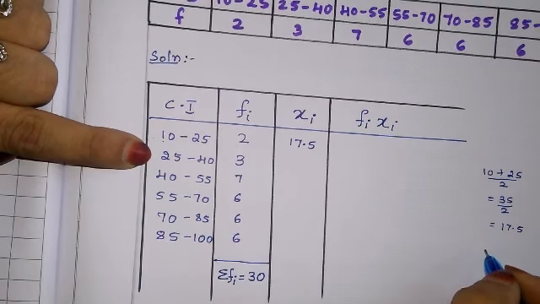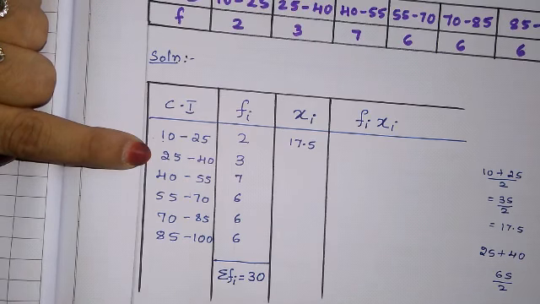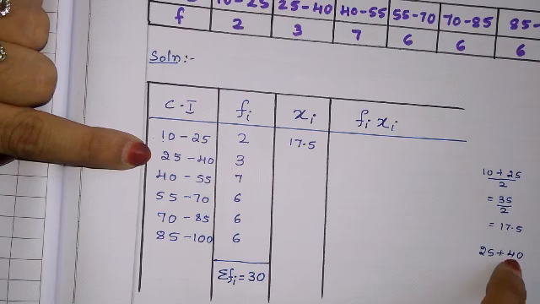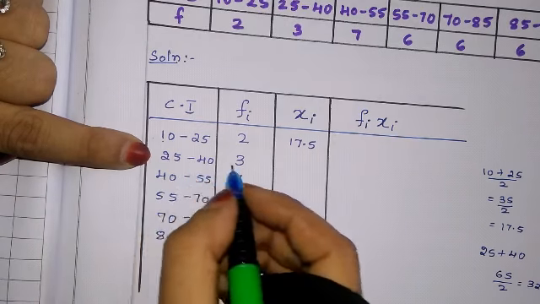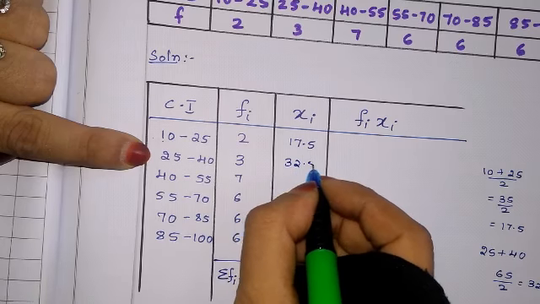Now for example, one more time I am doing 25 plus 40. 25 plus 40, 40, 50, 60, 65. 65 by 2 is nothing but 32.5. Like that we have to do. So here 65 by 2 is nothing but 32.5.